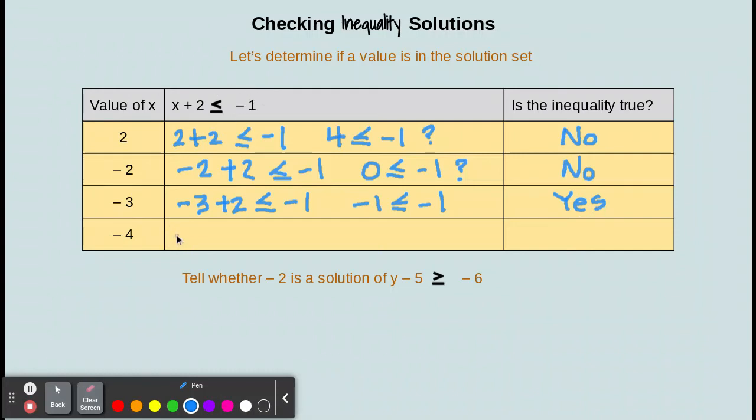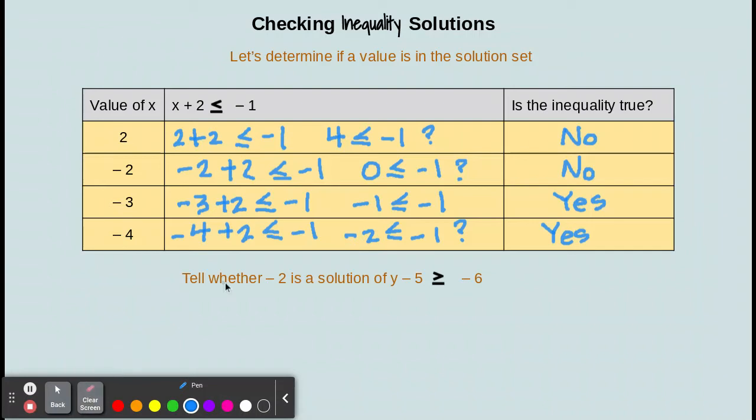Okay, let's try -4. So -4 plus 2, is that less than or equal to -1? Well, -4 plus 2 is -2. Is -2 less than or equal to -1? Yes, it is. So again, the value of -4 makes the inequality true. So when you're given a value of x, you can plug it into your inequality and see if the statement is true. That's how you check an inequality solution.